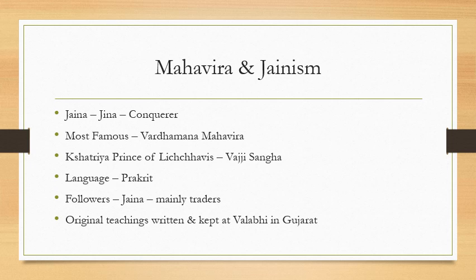The followers were known as Jainas. They gave up everything, including clothes, and led a simple life begging for food. Jainism was supported mainly by traders. Mahavira's teachings, as they were originally written, are placed at Vallabhi in Gujarat.